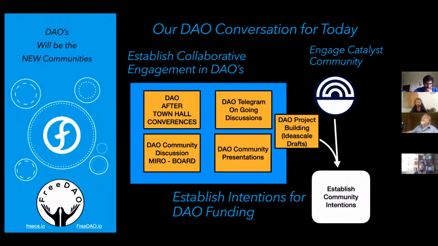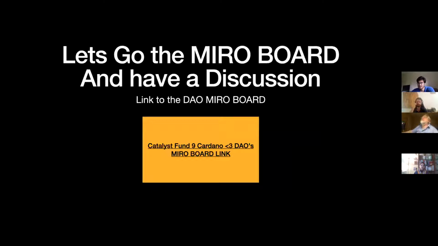We have a discussion Miro board, which we'll bring up in a minute and show you all. During those Miro board sessions, we're going to have community discussions to try to capture the discussion. We have a Telegram group that's used to capture ongoing discussions in this community. And then we'll have one focused presentation each week on specific projects, and we just register that interest to present every week on the Miro board. Ultimately, the goal here is to build good DAO projects and put them onto the IdeaScale platform to get them funded. So we're trying to engage the Catalyst community and establish community intentions for how we're going to move ahead with DAOs. So then we will go to our Miro board session and start our discussion.